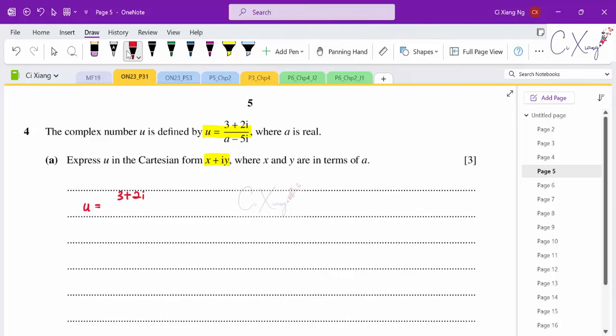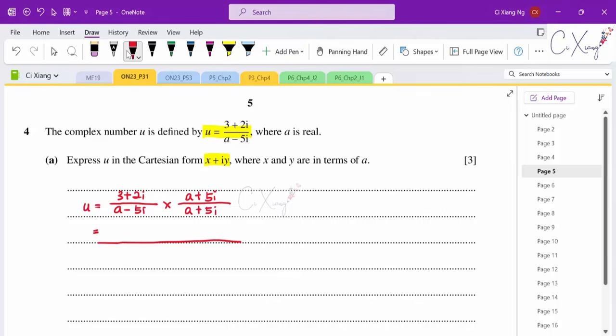Basically, to change our complex number to x plus yi, the process we call rationalization of the denominator. To rationalize the denominator, I need to multiply what I have as a denominator, but change the sign of the imaginary part. So I want to multiply with a plus 5i. For the top also, I multiply with a plus 5i so that the equation is still balanced, right? Then do a little bit of expansion and simplify, then you'll get the answer.